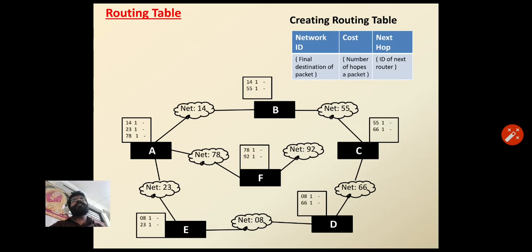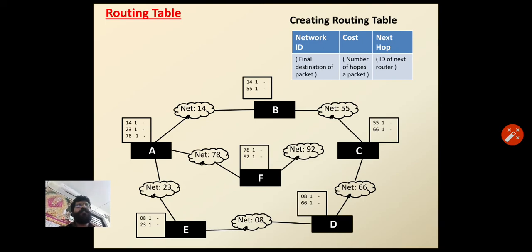So, each router has a routing table. This routing table is shared with all its neighbors, and these neighbors can also share it with all their neighbors. After transmitting the routing table, they update each time.